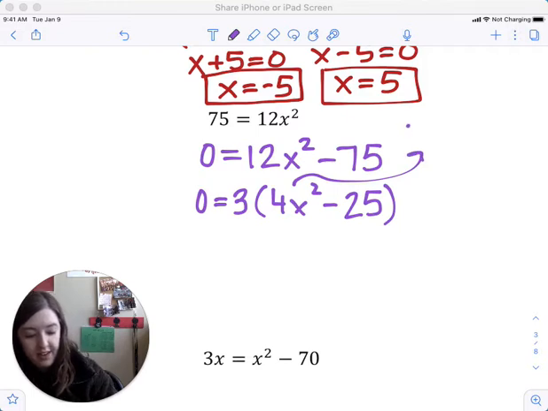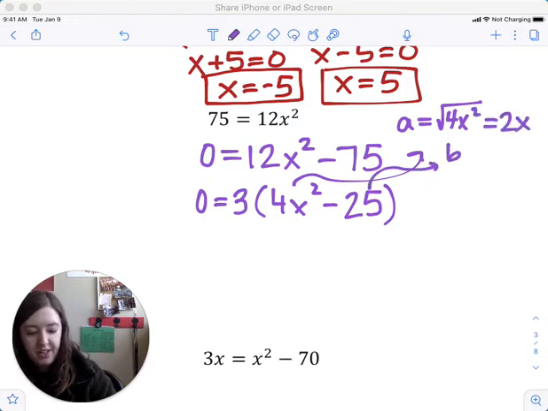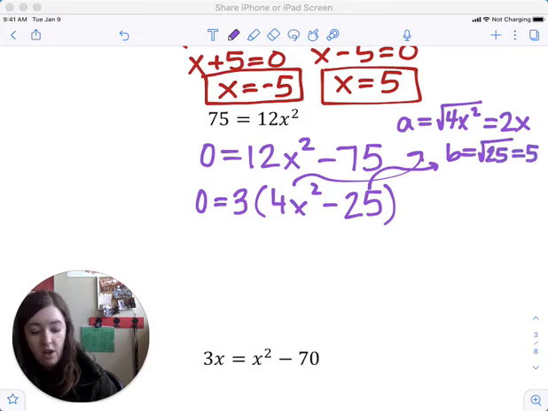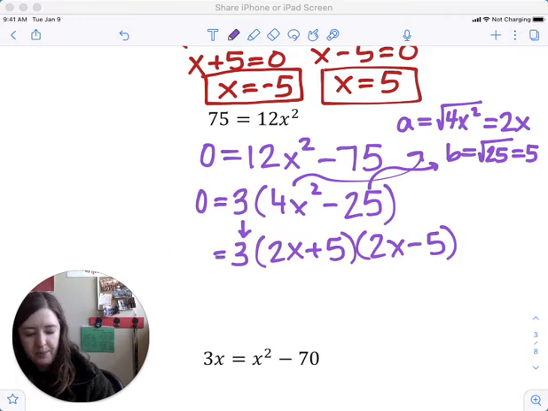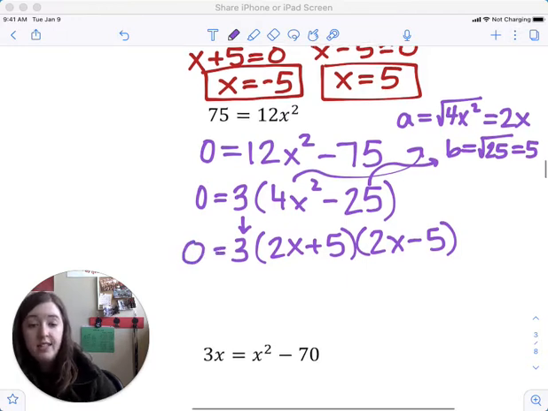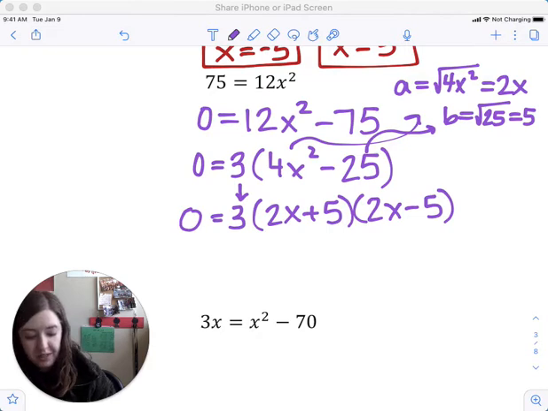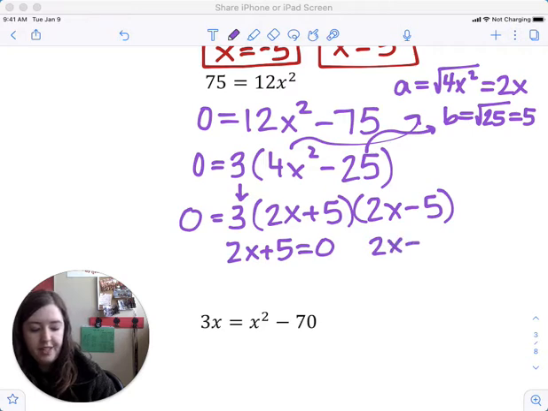So to find our a term, we'll take the square root of 4x squared, and we'll get 2x. To find our b term, we'll take the square root of 25 and get 5. So 4x squared minus 25 factors down into 2x plus 5, 2x minus 5, and we remember to bring down our greatest common factor with it. So now we set everything that has an x equal to 0. So 2x plus 5 equals 0, and 2x minus 5 equals 0.